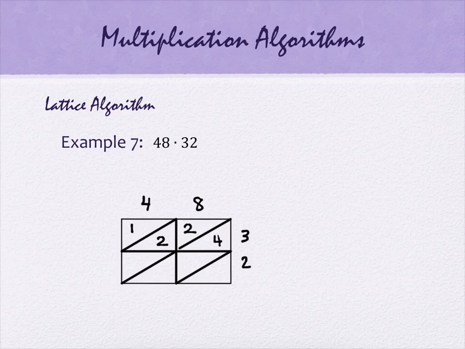The next box down here is the 4 and the 2. So 4 times 2 is 8. So I'm going to put an 8 down here. If you want, you can write a 0 here. If you don't want to write the 0 and just leave it off, that's fine too. It doesn't have to be there. And the last one is 8 times 2, 16.